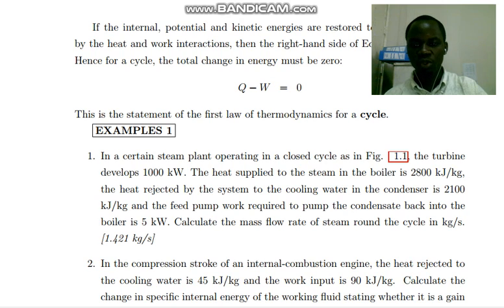So here you need to know the heat that is added to the system, the heat that is taken away from the system, and the work done by the turbine as 1000 kilowatts. So if you had 28 minus 2100, then you subtract it from 1000 and you divide by 5 kilowatts. That will give you 1.421 as the mass flow rate.